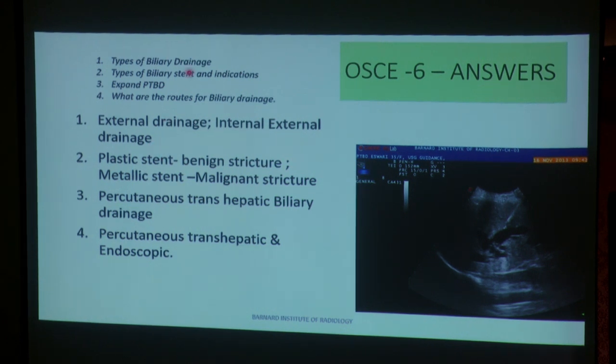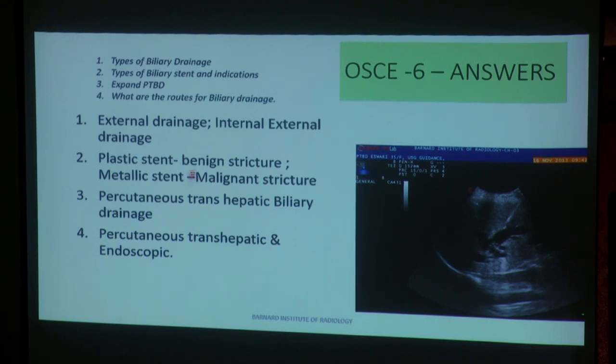So what are the types of biliary stent? You can have a plastic or a metallic stent. The plastic stent is used for benign strictures because it will be removed after the period when it is necessary for drainage, while a metallic stent is placed in malignant strictures. It cannot be removed and it is permanent. But usually patients with biliary carcinoma have quite a short lifespan, so we can put a metallic stent for them.